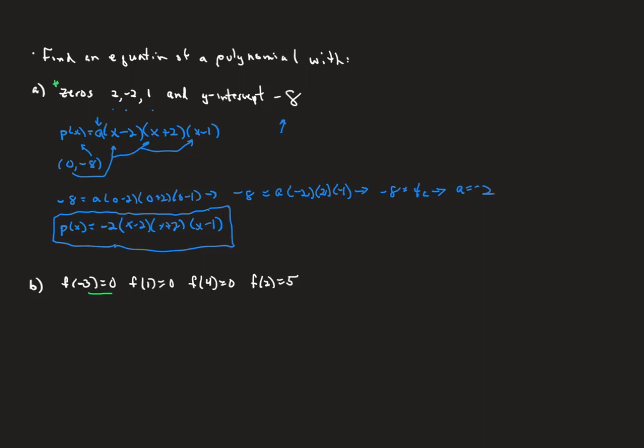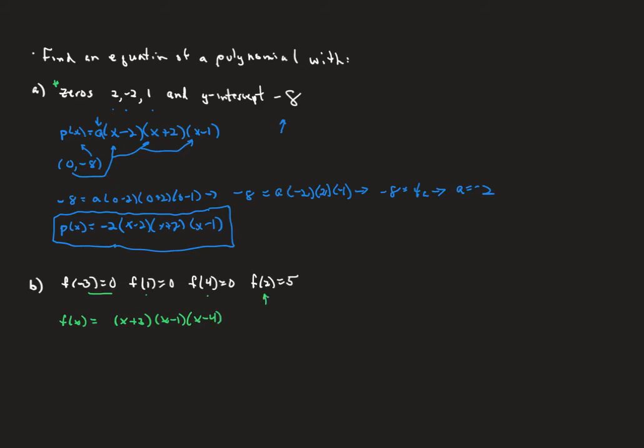And a big thing we're trying to say is if we know a 0, that tells us that we must have x plus 3 as a factor. Similarly, if 1 is a 0, then x minus 1 is a factor, and if 4 is a 0, then x minus 4 is a factor.